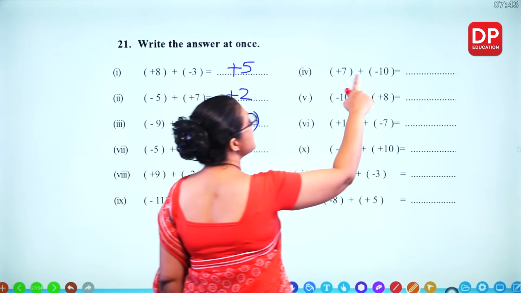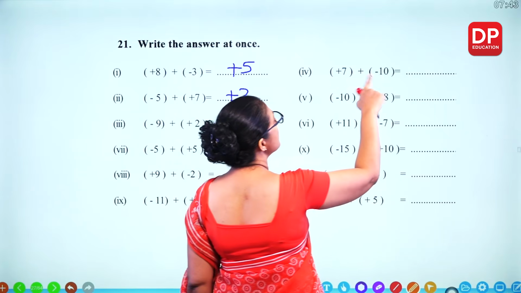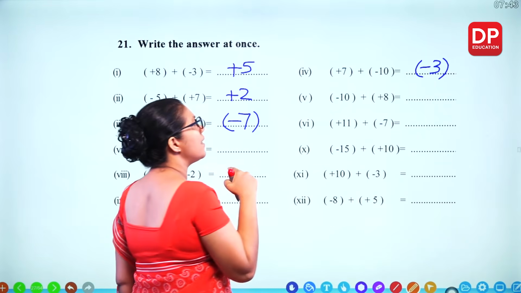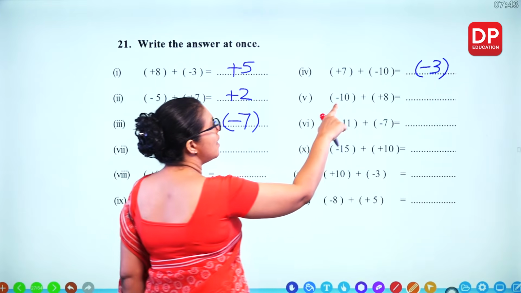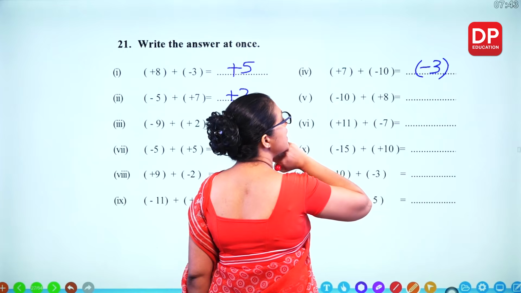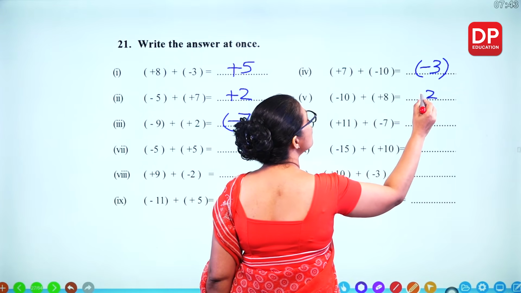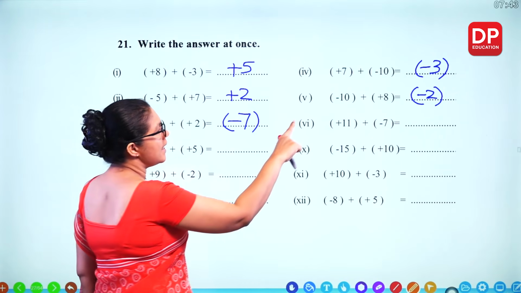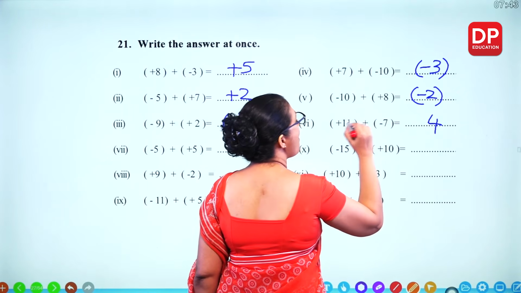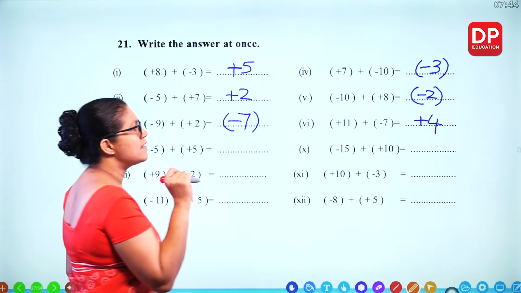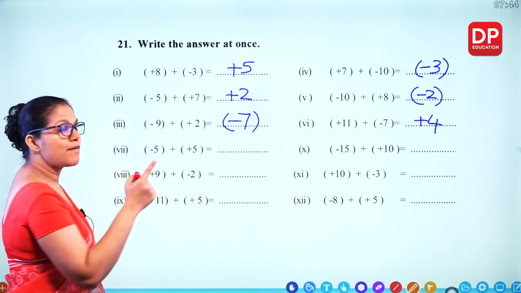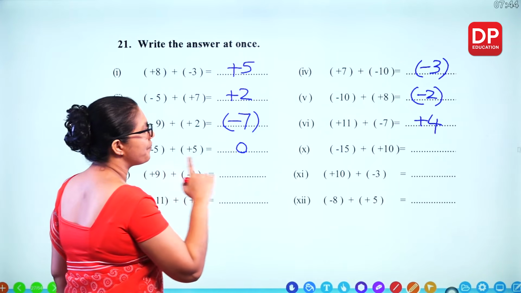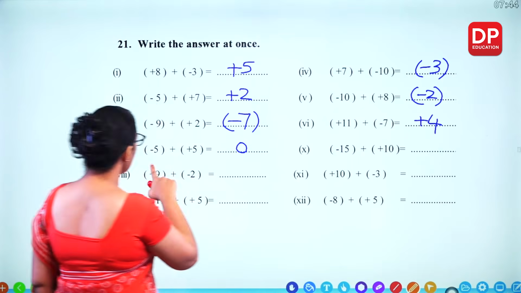Plus 7 and minus 10. What's the difference? 3. Minus sign is here because 10 is bigger. 10 and 8. Minus 10. That means difference is 2. That's minus. Then sixth one. 11 and 7. Difference is 4. Plus is there because 11 is bigger. Minus 5 and 5, inverse additive numbers. The answer is 0.